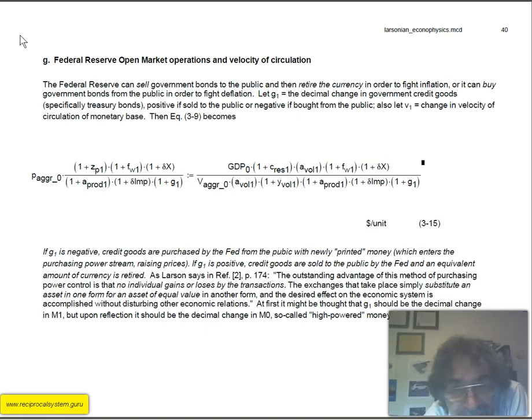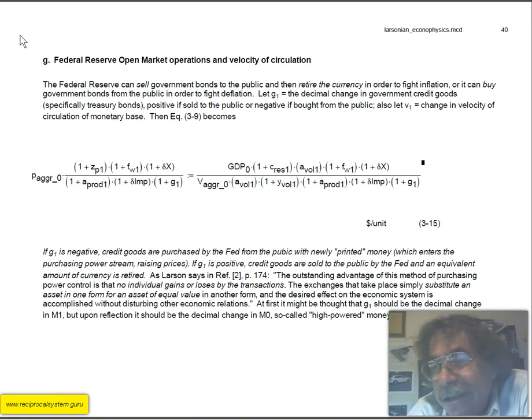All right, now we got to bring in the Federal Reserve. Hate to do this, but it's got to be done. Section G, Federal Reserve open market operations and velocity of circulation. And by the way, it's unfortunate that so many people in the Austrian economics community don't consider velocity. A lot of them just consider the quantity of money circulating, but really you have to consider both.